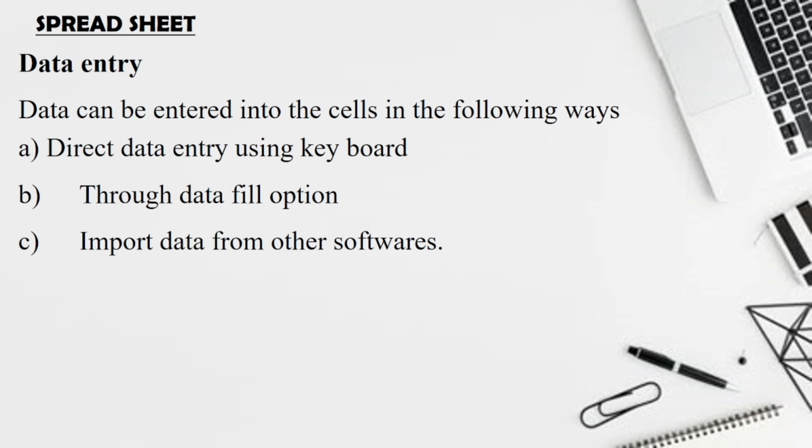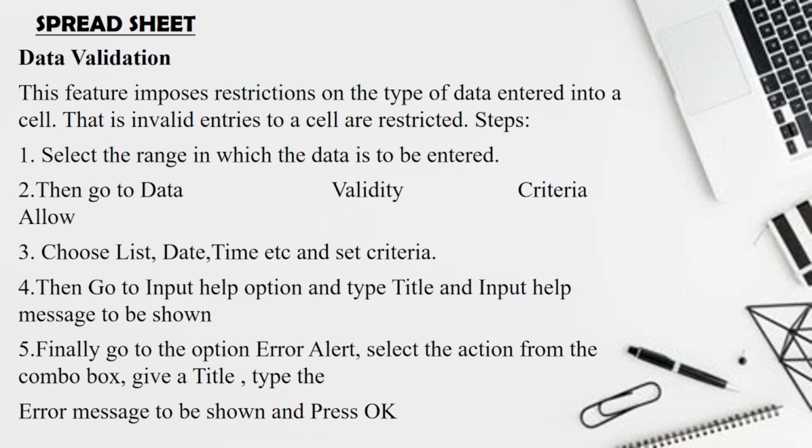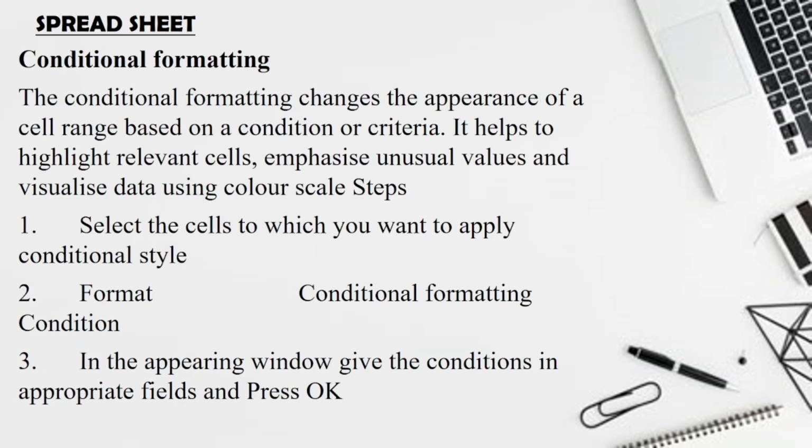What is data entry? Data can be entered into the cells using different formats or the keyboard. Data is entered using the keyboard, through the data fill option, or importing data from other software. Data validation means what? This feature imposes restrictions on the type of data entered into a cell. Conditional formatting is very important. You know very well, we can get output after creating conditionally formatted cells.